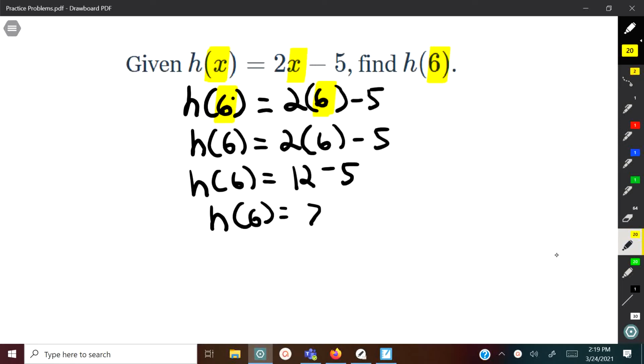In my next video, we're going to work out some problems where you're given the function or the y part and solve it from there.